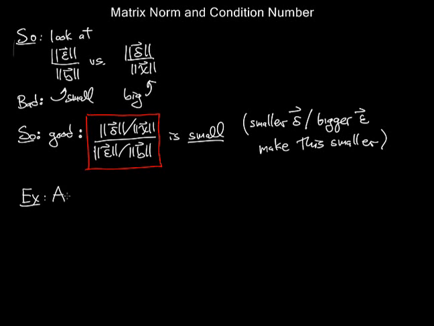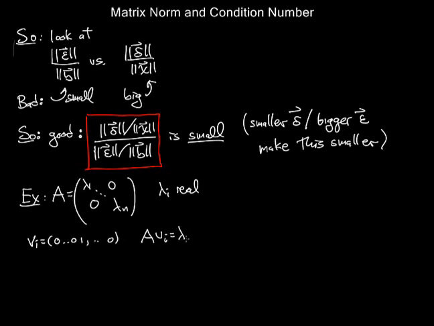So now let's look at an example. Suppose A was diagonalizable, and let's say real eigenvalues, not that it really matters. And suppose you let v_i be the eigenvector, which is to say A v_i is equal to lambda_i v_i.